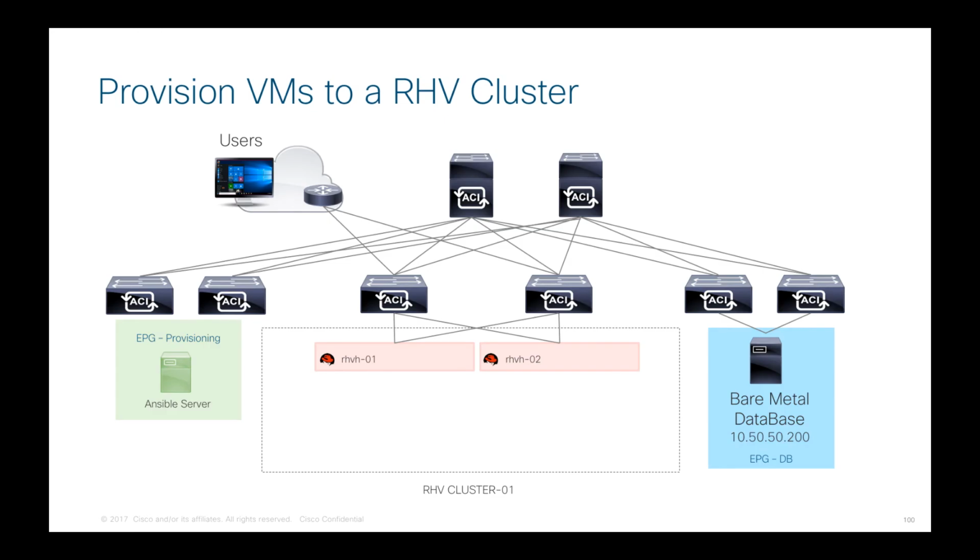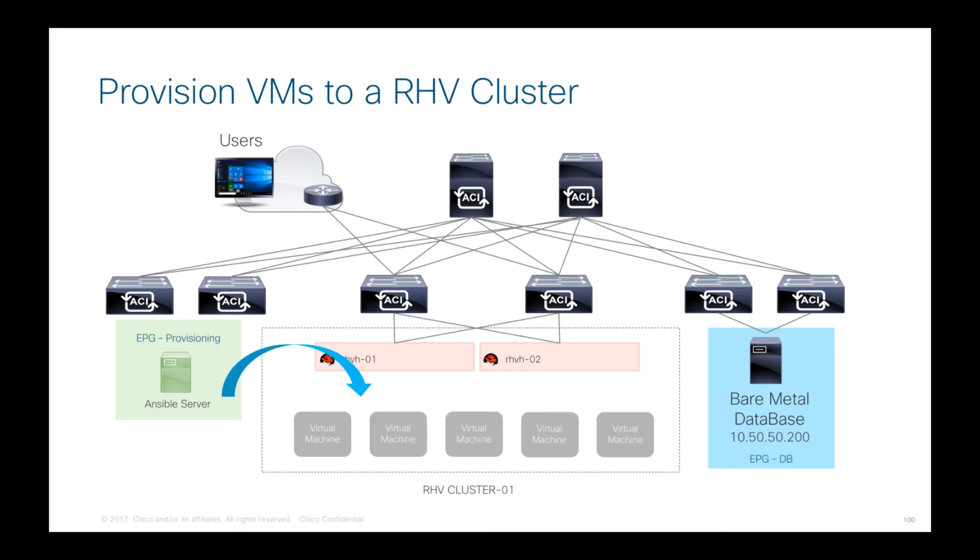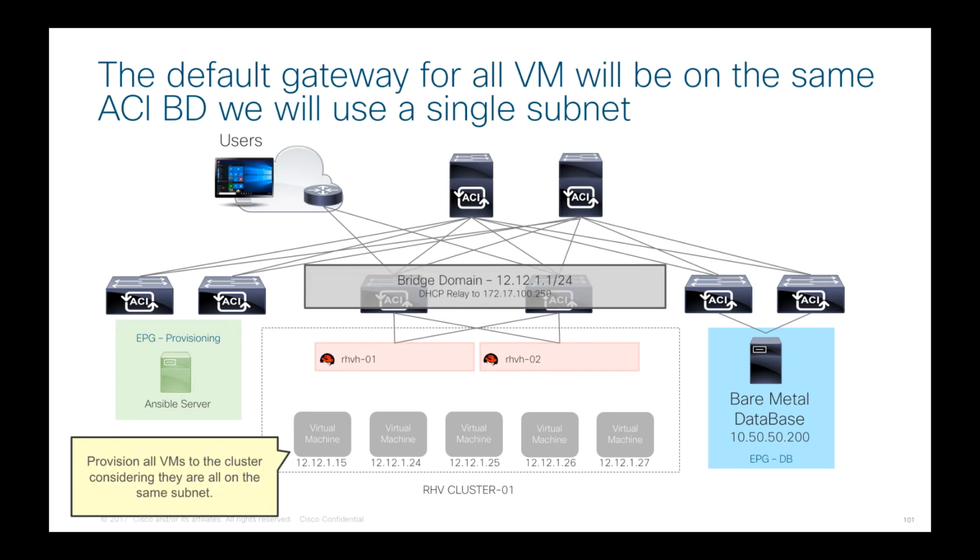First, the Ansible playbook will provision virtual machines to a Red Hat virtualization cluster. We will be working with a bridge domain that will contain a DHCP label to forward to a DHCP server that will provide addressing for all virtual machines on the same subnet. The bridge domain will also implement distributed routing on the ACI fabric. We will have an L3 out that provides connectivity for external users to reach that subnet.